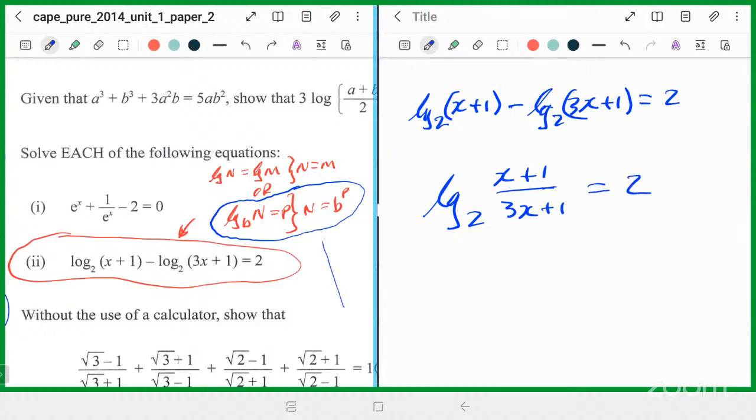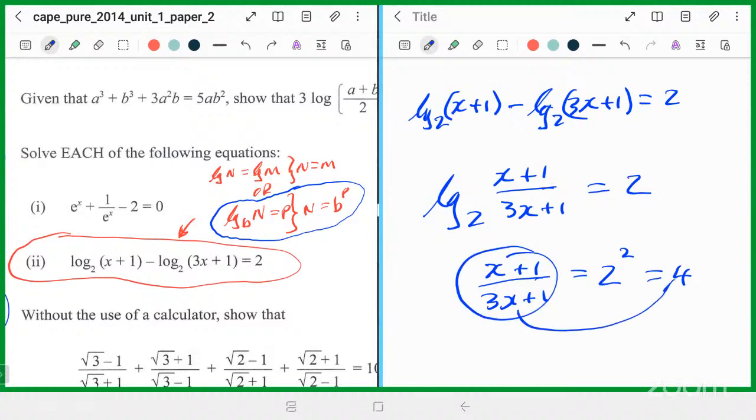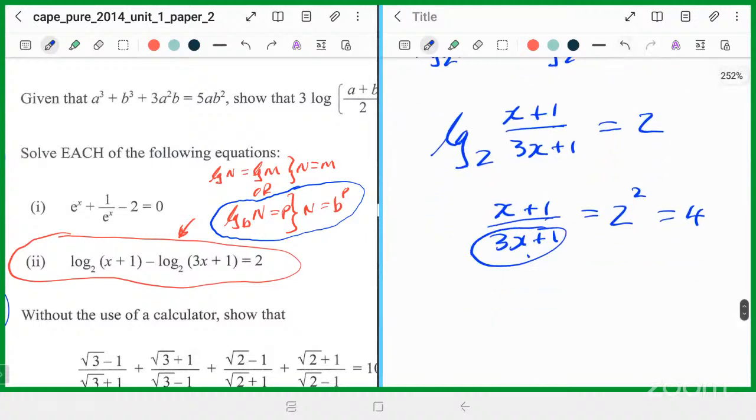So it's now in this format right here. This is your n. This is your base raised to that power. So this number n, which is x plus 1 over 3x plus 1, is going to be equal to this base raised to that power 2. 2 squared is actually a 4. So this thing is equal to 4. Solving for x, we're going to take this denominator and multiply it across by 4. We're going to get x plus 1 equals 4 times 3x, which is 12x, and then 4 times 1 is plus 4.